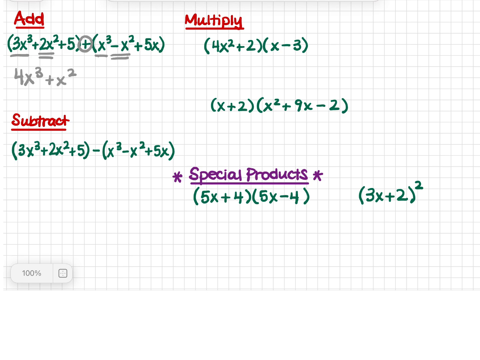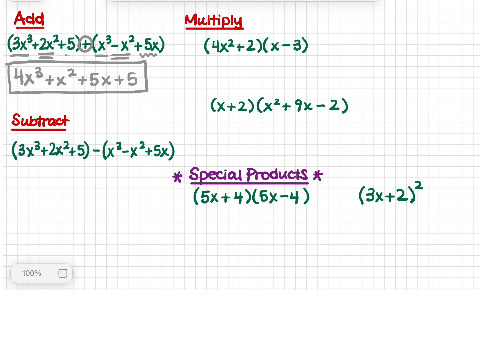It looks like the 5 and the 5x are not like terms, so those will just have to be separate from each other. I'll have the 5x, and I'll have the just constant of 5 all by itself. And you'll notice that I wrote that in standard form as I went. I started with the highest exponent going down to the lowest exponent, and then it's all set up as my answer.